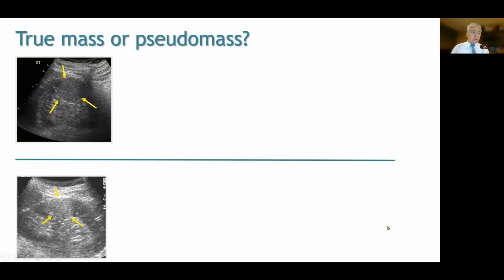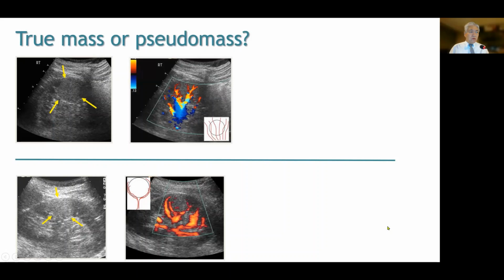So the first question we need to answer is whether it is a true mass or a pseudomass. Here are two similar solid-looking masses in two different patients. One is a true tumor, renal cell carcinoma, and the other is a pseudotumor. But it is difficult to tell which one is which with the grayscale ultrasound only.